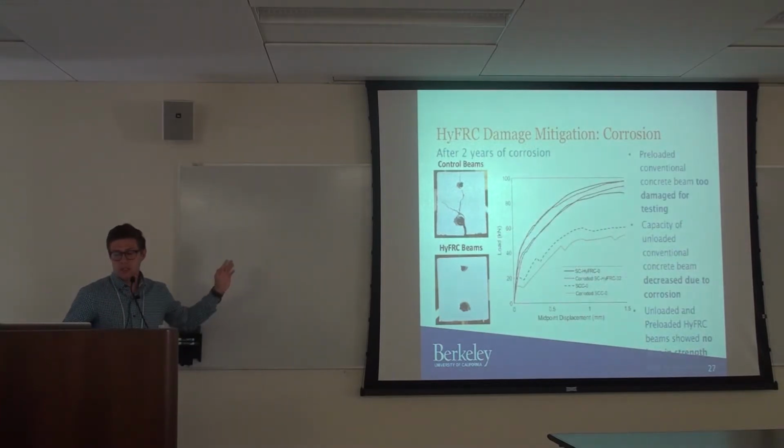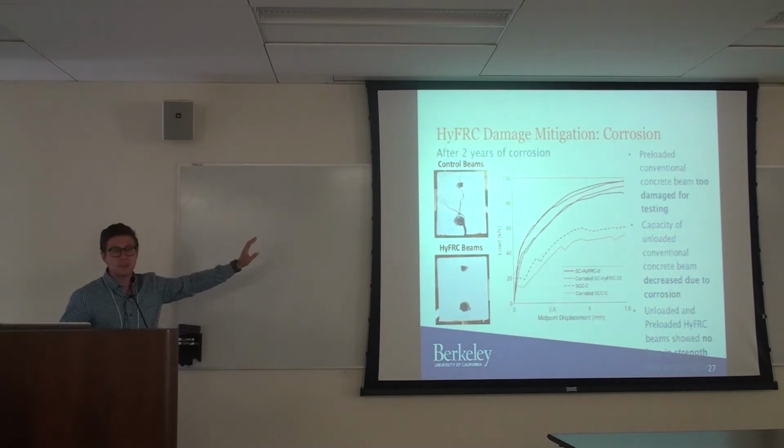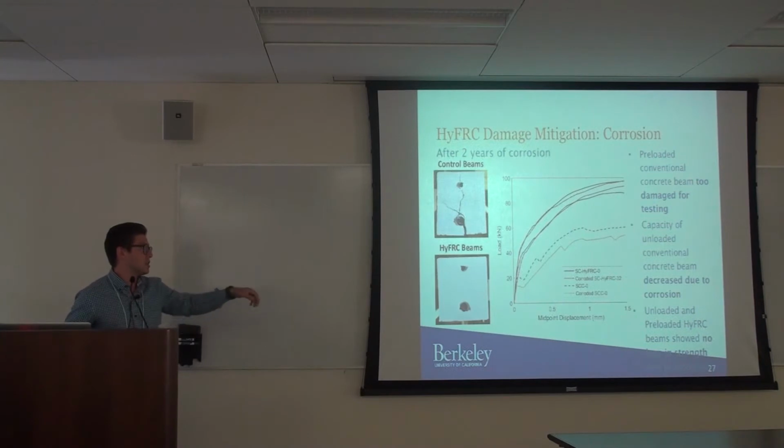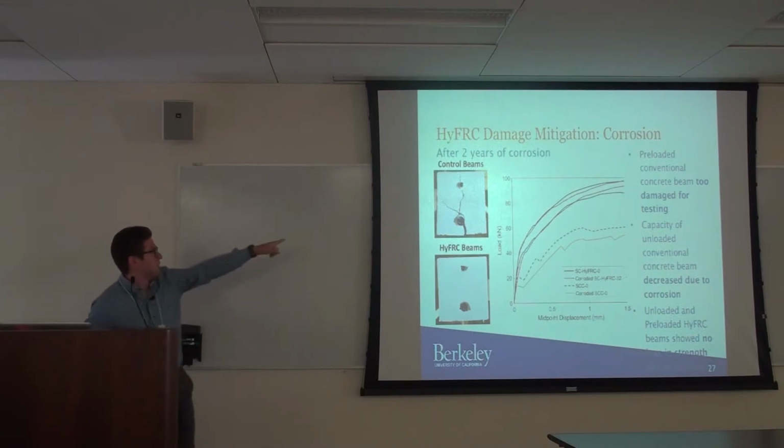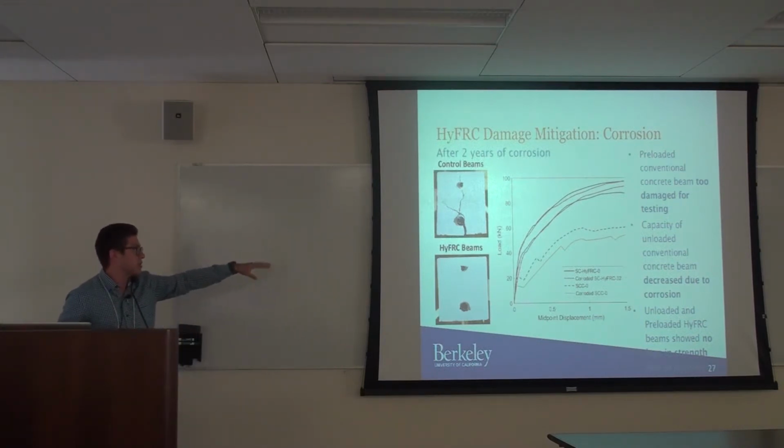And then here's some tests. The black curve is the original high FRC beam with no corrosion. Red is with corrosion, at least the same length of time given to it. And so you see very little decrease in performance of those. Whereas with the conventional concrete, going from the black dotted down to the yellow, you see quite a loss in capacity. And on this beam, where you see that large crack, we weren't even able to do a proper test because it was so cracked, it had no capacity left.